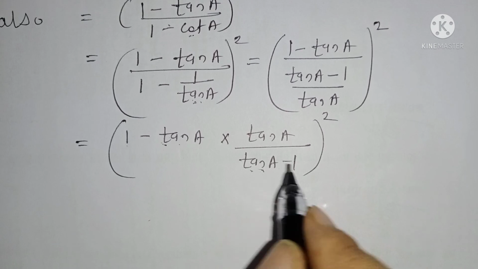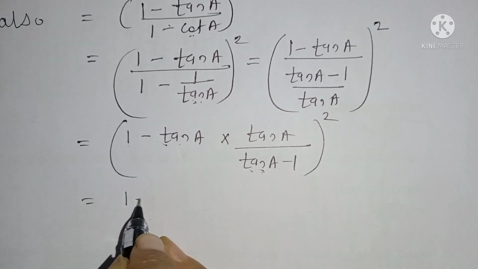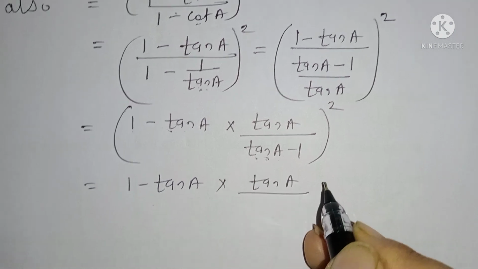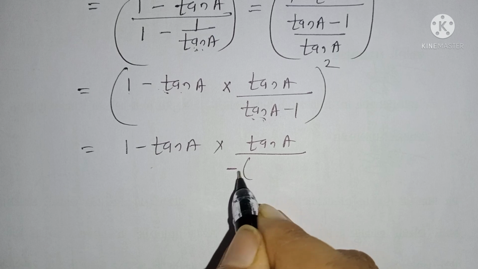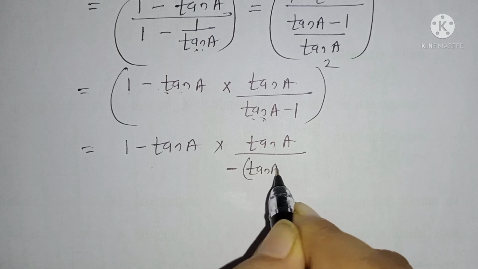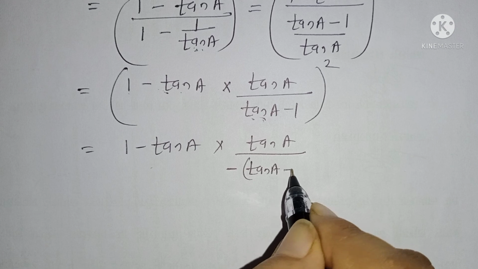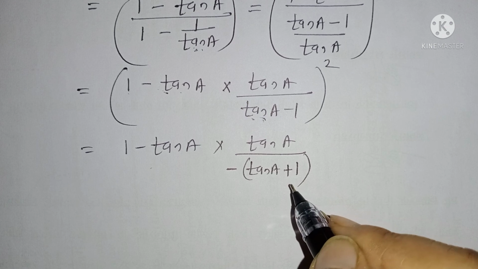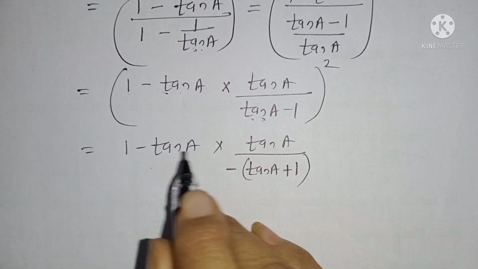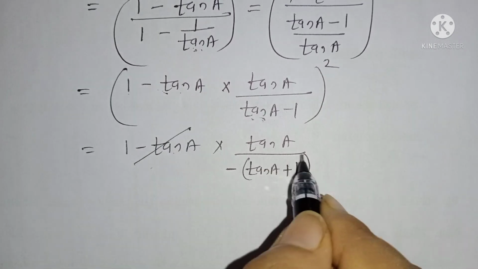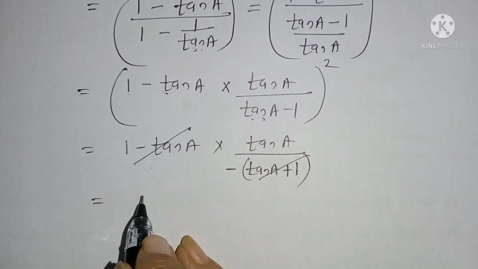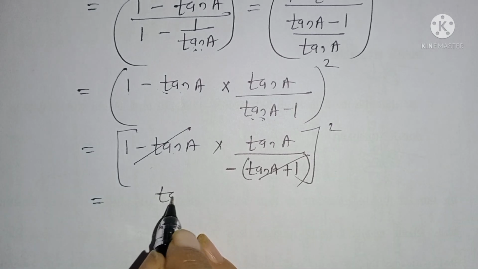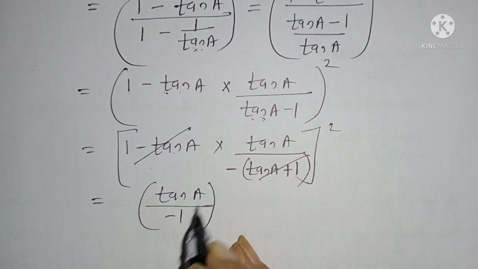But by changing the sign, suppose 1 minus tan A into tan A upon, can I take minus common? If I take the minus outside, I can write tan A, and this minus will become plus 1, right? So now can I cancel it? Now you can cancel it. This 1 became positive, this tan became negative. So you can cancel both terms. And this is, sorry, whole square. Now you have tan A upon minus 1, whole square.